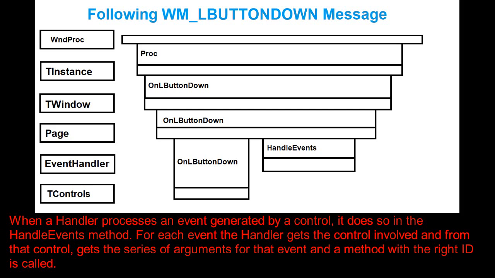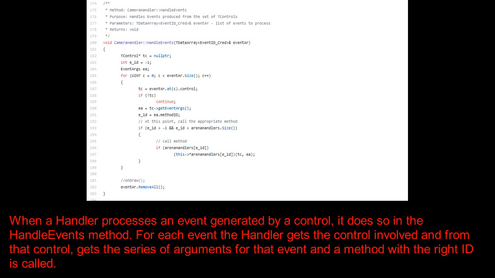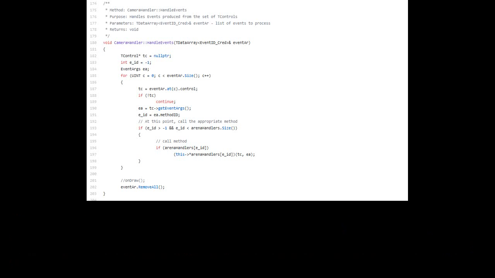When a handler processes an event generated by a control, it does so in the handle events method. For each event, the handler gets the control involved, and from that control gets the series of arguments for that event and a method with the right ID called.